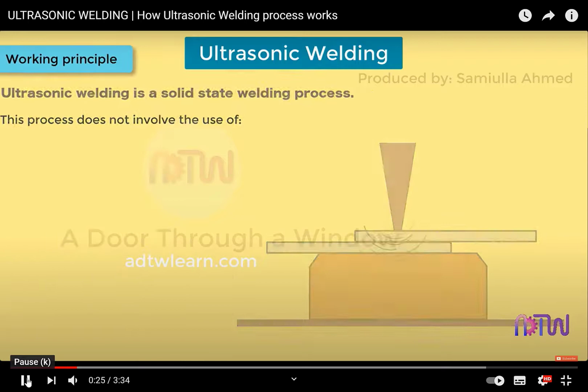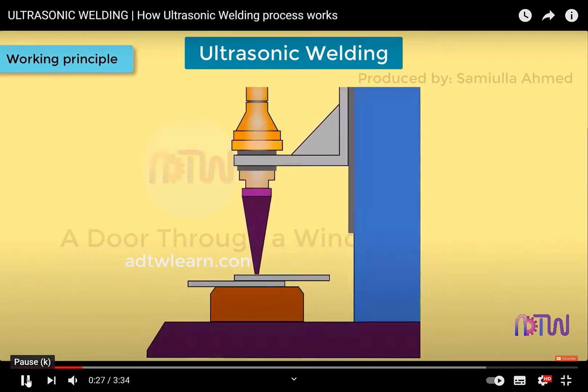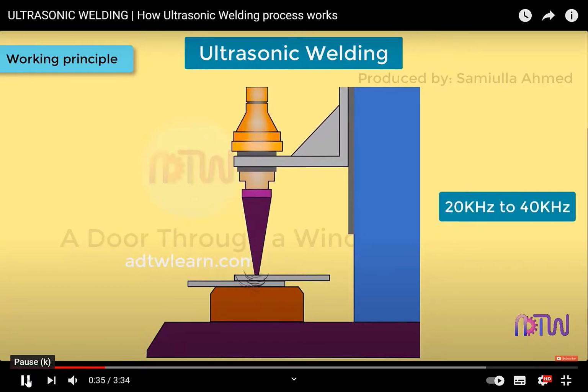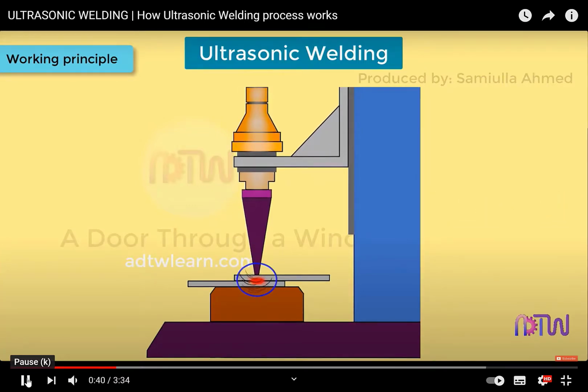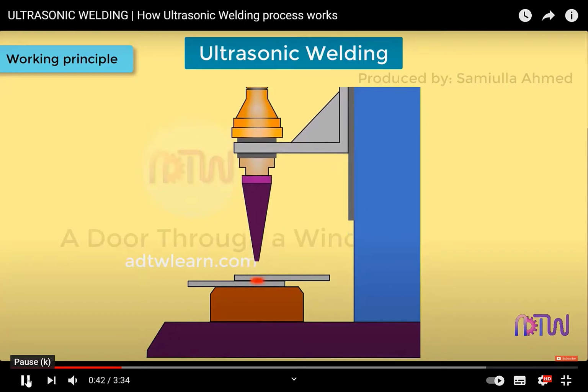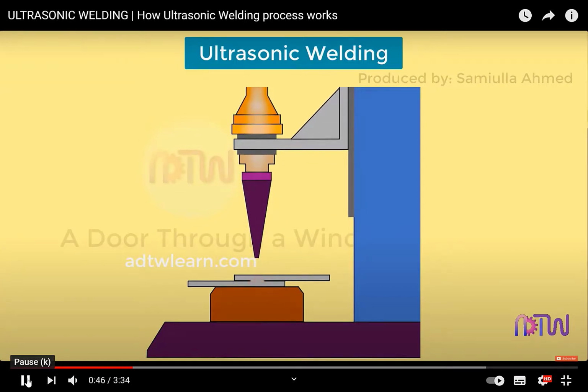Working principle of ultrasonic welding. The weld is produced by the application of high-frequency ultrasonic vibrational energy in the order of 20 kHz to 40 kHz. This causes friction, and hence heat is produced at the point of contact between two workpieces to be joined together, thus producing a metallurgical weld or bond without melting the metal.